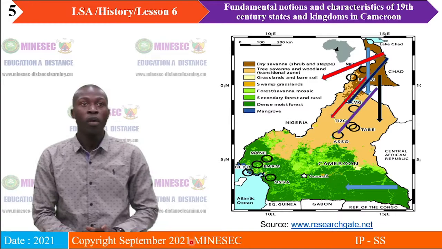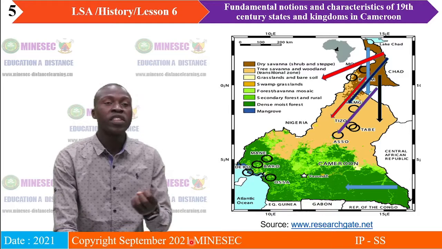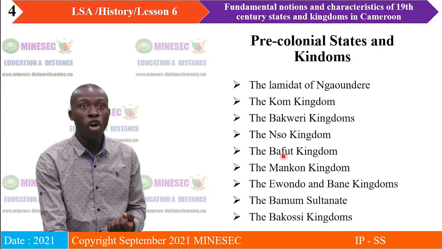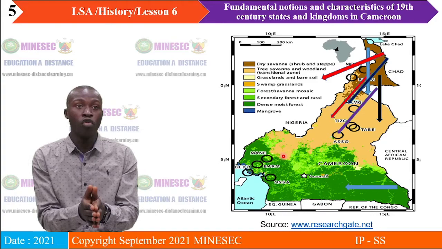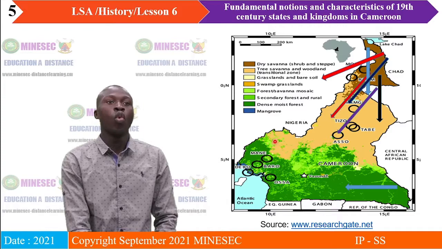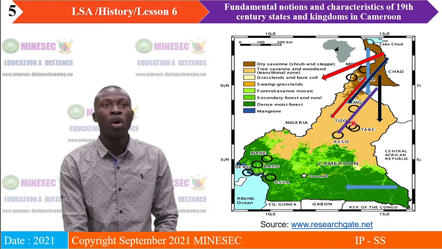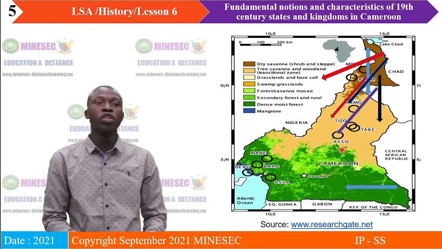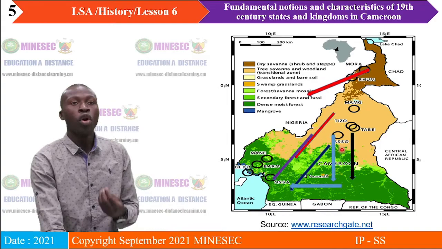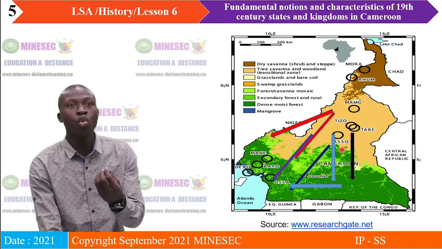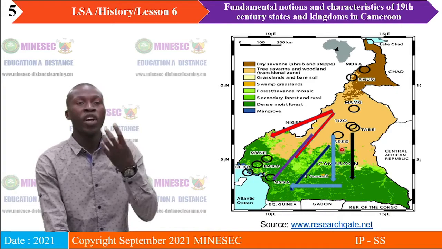In this respect, we realize that these states and kingdoms came about as a result of migrations from the northern part of the territory. Most states and kingdoms migrated from the northern part of Cameroon to found settlements in the coastal areas, the western Bamenda grass fields, the equatorial forest, the Adamawa Plateau, and the savanna and sahel regions of the northern part of Cameroon. So, principally, the migratory trend was from the north to the southern part of the country, into the coastal forest area, the equatorial forest area, the western Bamenda grass fields.